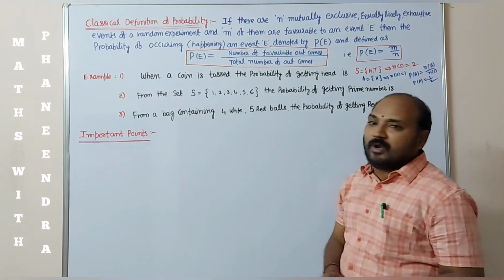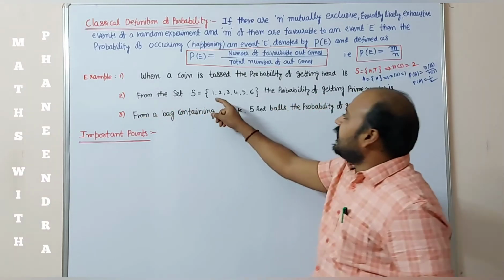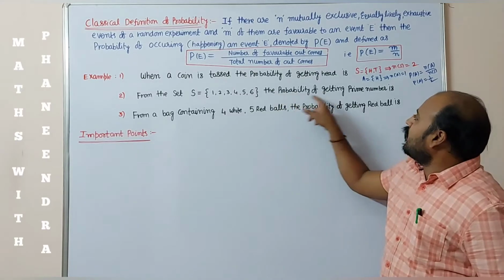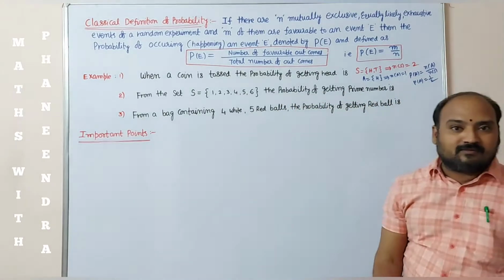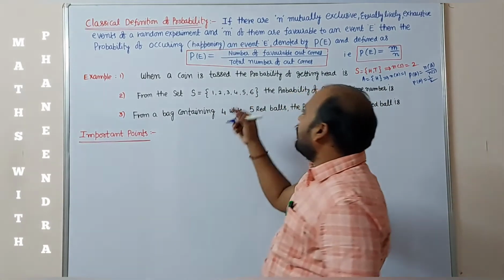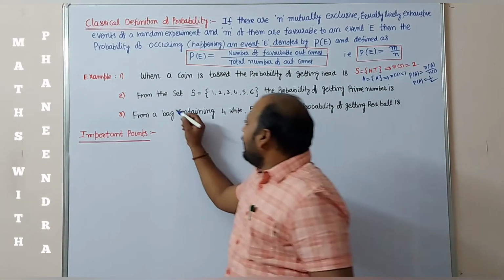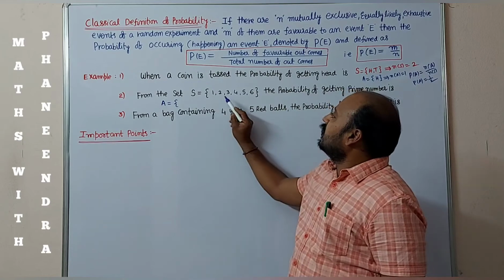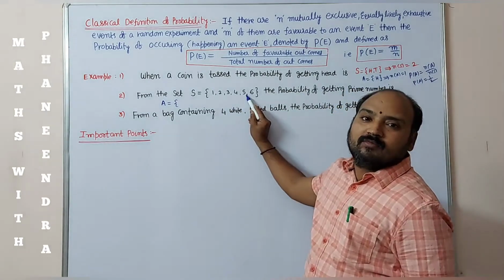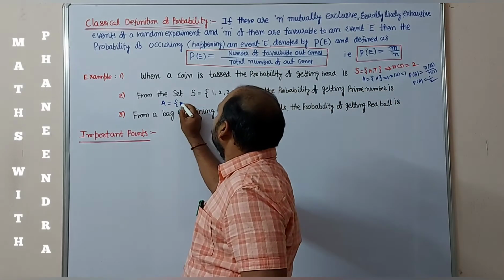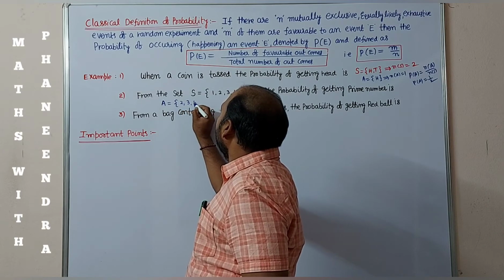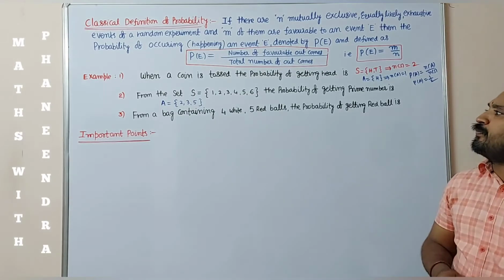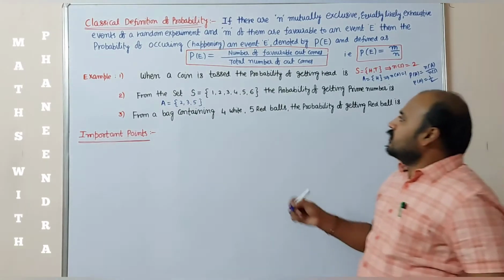Come to the second example. From the set S is equal to 1, 2, 3, 4, 5, 6, find the probability of getting a prime number. So among these, what are the prime numbers? Let A be the event of getting a prime number: 2, 5, and 3 also. 2, 3, 5. So these are the prime numbers.